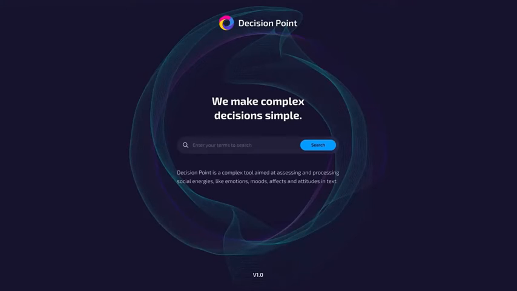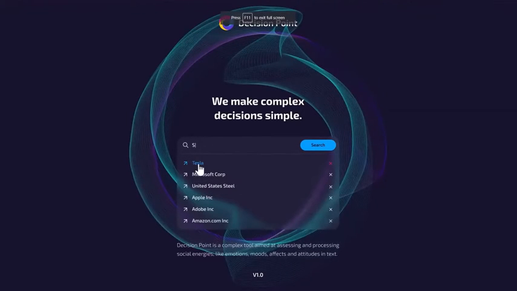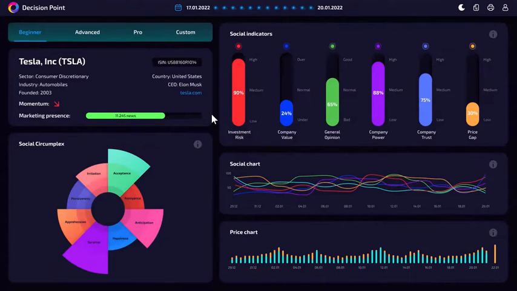So this is Decision Point. After we manage to log in, we will see a really simple and intuitive search bar that allows us to search for companies. Let's just quickly click on it and let's go with Tesla. Great. So the first thing that stands out is that the user has 4 modes of visualizing data. They can have a beginner view, an advanced view, a pro view, and also a custom view. You can see everything here at the top of the screen.